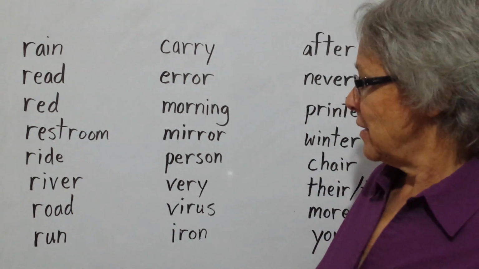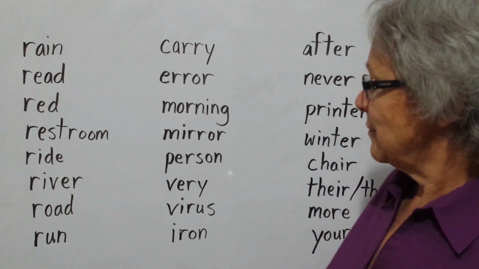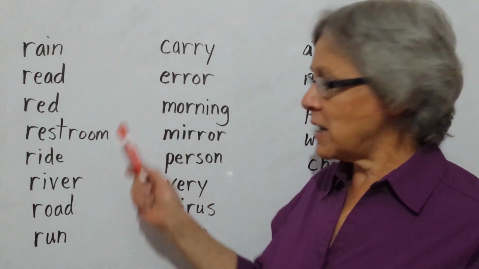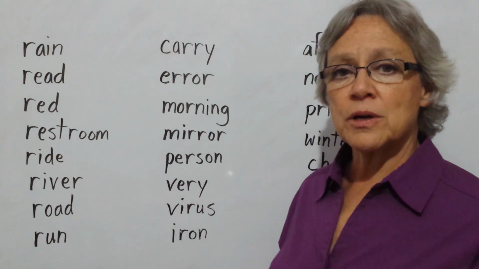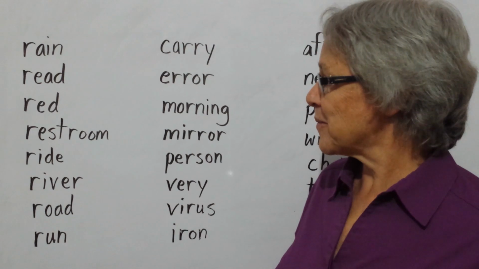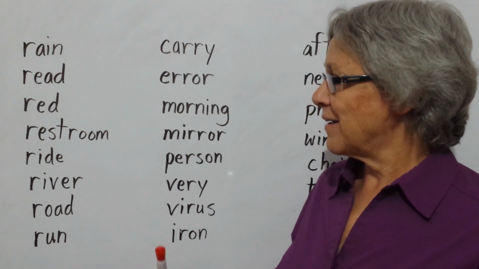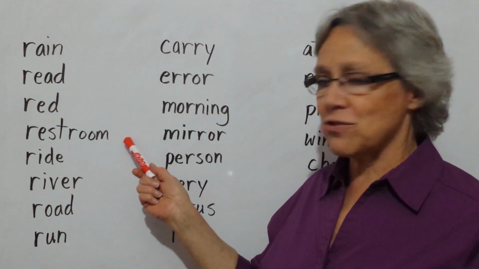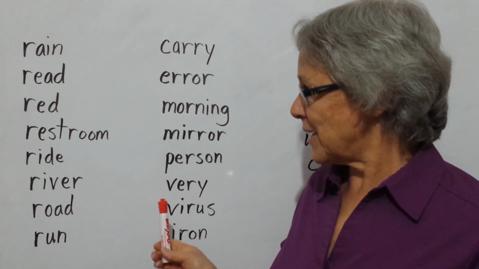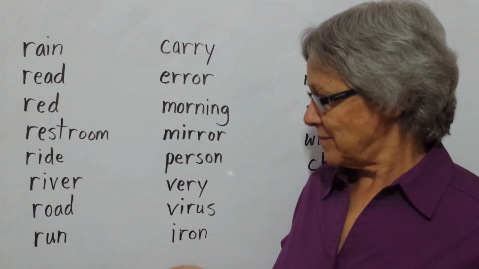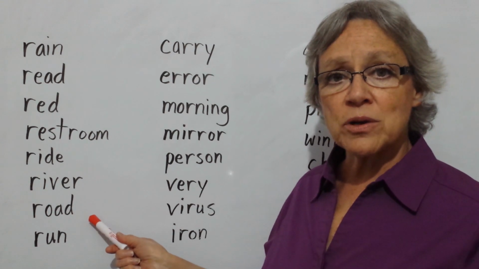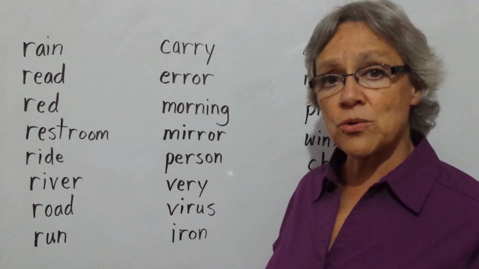All right, let me make a few short sentences with these, okay? And please repeat. The rain filled the river with water. The rain filled the river with water. Okay? He likes to read in the restroom. He likes to read in the restroom. Okay? The dog was running down the road. The dog was running down the road.